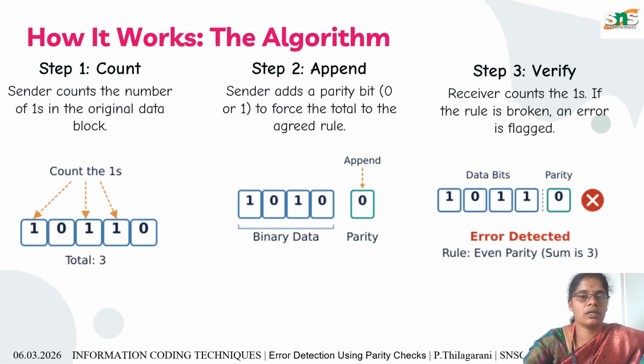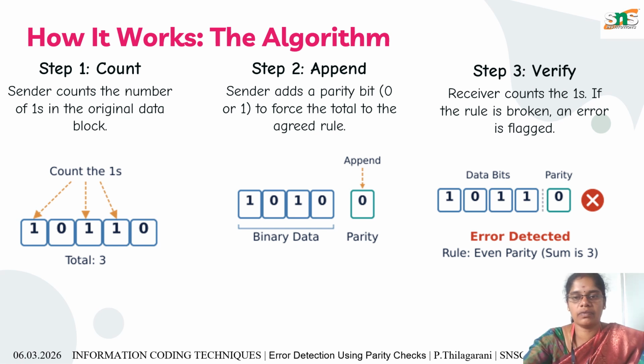How it works, the algorithm: the sender counts the number of ones in the original data block. Count the ones: 1011, here the total is 3. Step 2, append. The sender adds a parity bit, 0 or 1, to force the total to follow the agreed rule. Here the binary data is 1010, and that is the parity bit we can append.